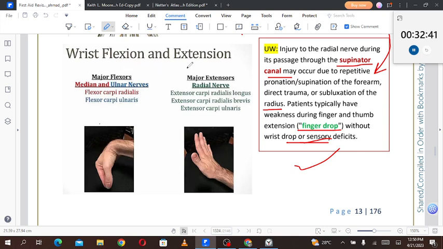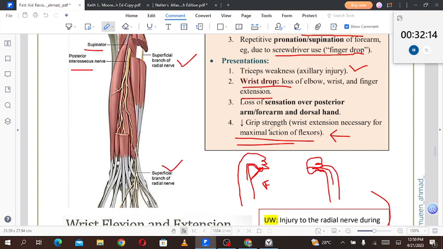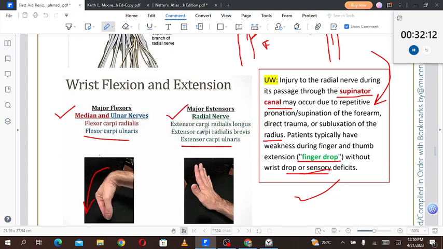Okay, then we have wrist flexion and extension. The major flexors are supplied by the median and ulnar nerve, flexor carpi radialis and flexor carpi ulnaris. This was something I was talking about. If you flex your wrist all the way here, you cannot close your fist, right? Okay, and then the major extensors are supplied by the radial nerve, like extensor carpi radialis longus, extensor carpi radialis brevis, and extensor carpi ulnaris. If you extend it, then you can clench your fist very strongly. So grip strength is decreased if the radial nerve is damaged.